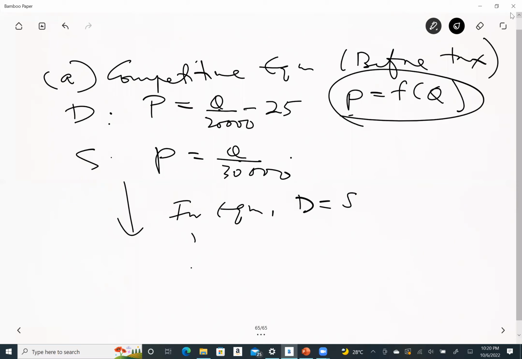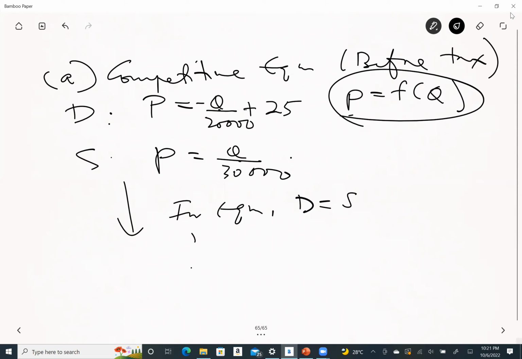Sir, for the demand function, shouldn't Q be negative? Yes, because demand is downward sloping. You're right, Q should be negative, and the 25 is positive. That's correct. So you should have plus 25 minus Q. Yeah, you're correct. Thank you.